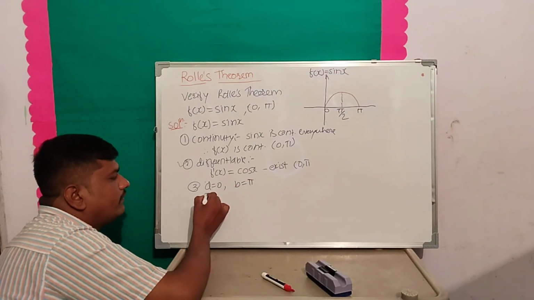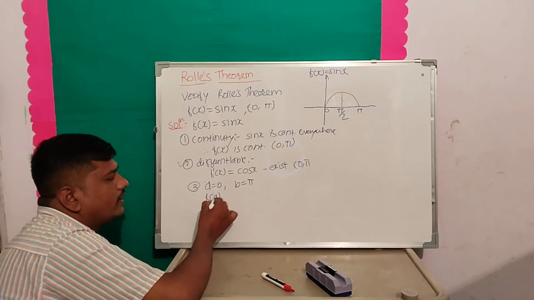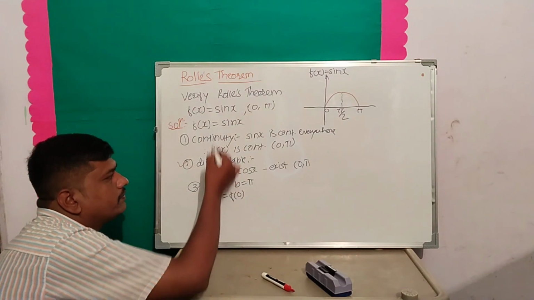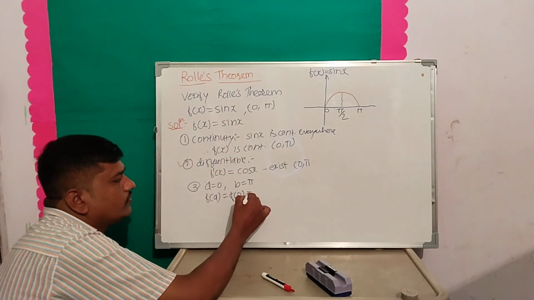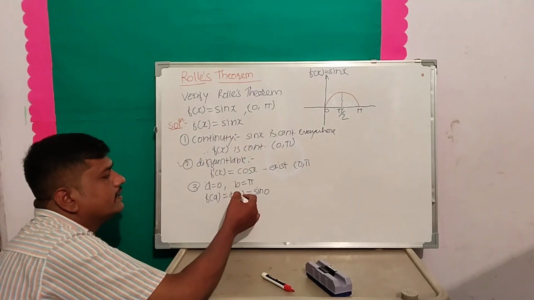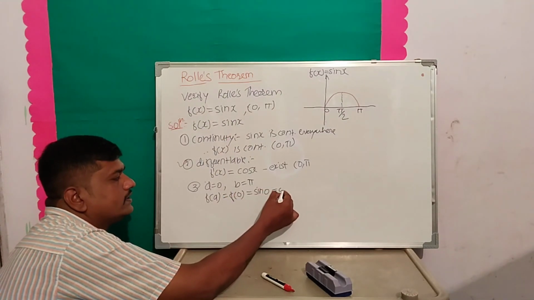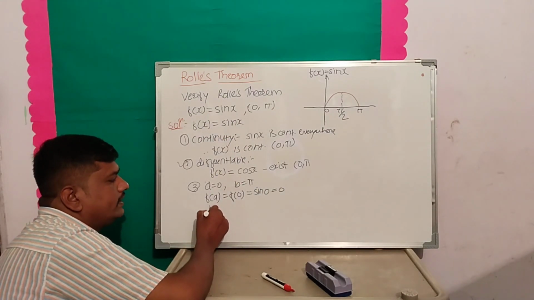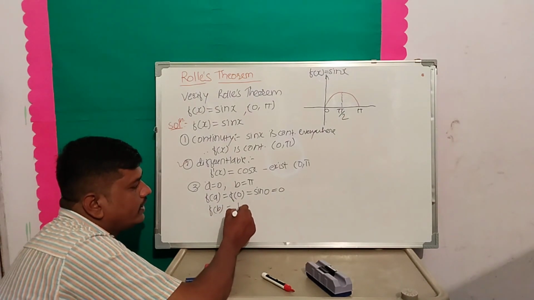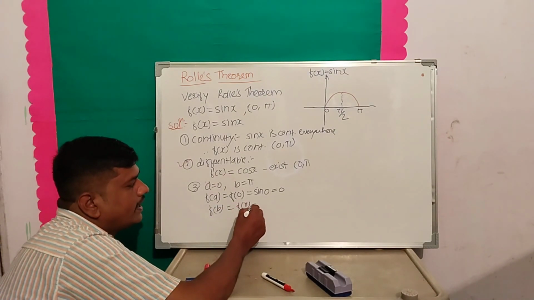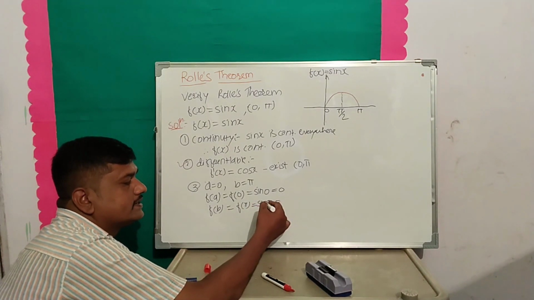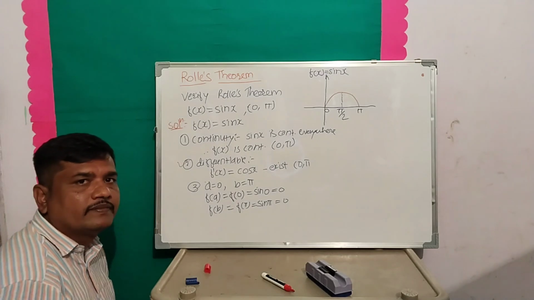And if I want to find out f of a, that means we have to put 0 instead of x in this equation. So we can see that it is sine of 0, x replaced by the 0, and sine 0 is nothing but 0. Likewise, if I try to find out f of b, it is equal to f of pi. That means it is sine of pi, and the answer for this sine pi is also equal to 0.